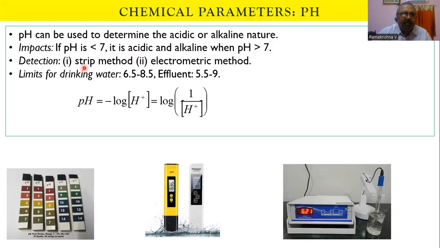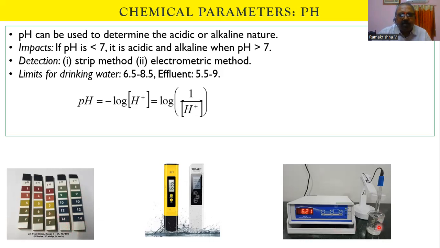And usually strip method and electrometric method are used. And you can see here the number of strips are there, and you take the sample and then you dip this litmus paper. Depending on the color obtained on the litmus paper, we will compare the color with these standard colors and find out what is the pH of that particular sewage sample.